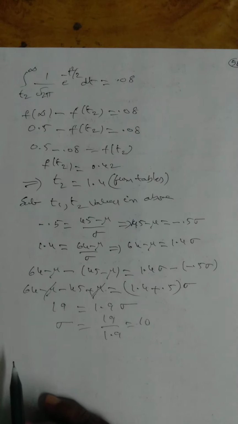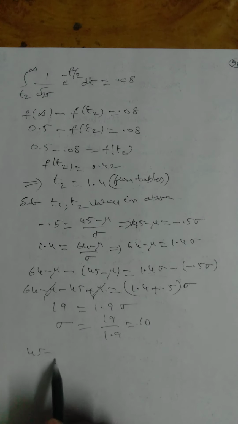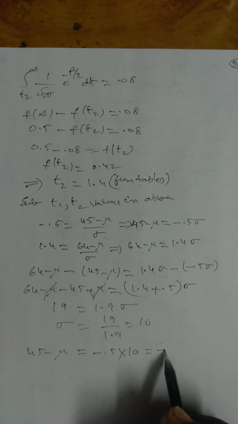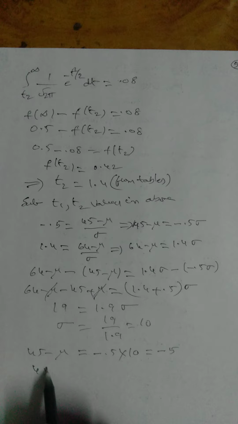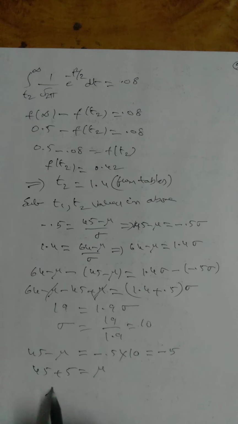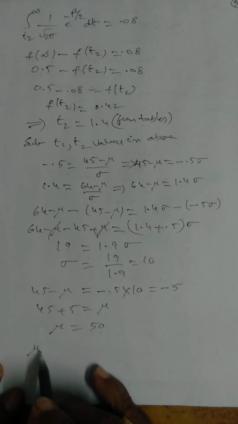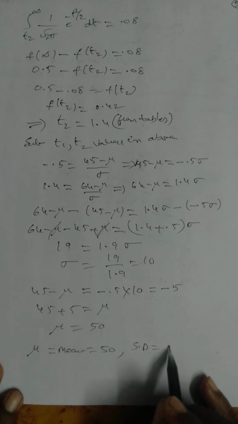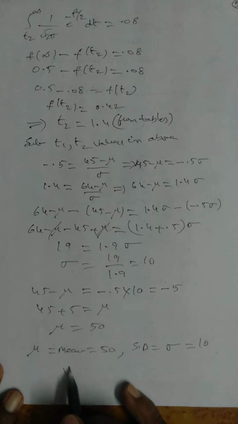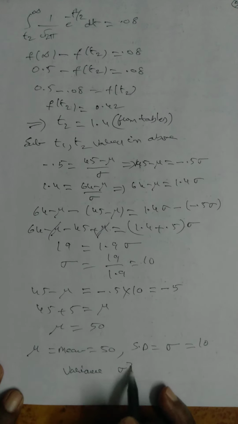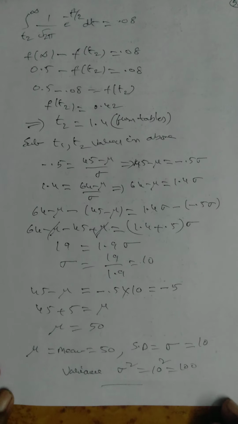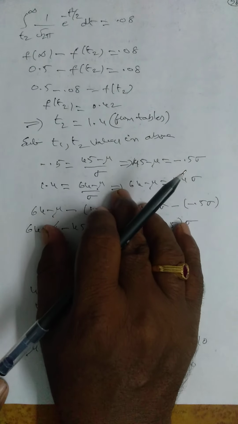Substituting the sigma value in the above, 45 minus mu is equal to minus 0.5 into 10, so minus 5. 45 plus 5 is equal to mu. So mu is equal to 50. So mean is equal to 50. Standard deviation sigma is equal to 10. Variance sigma square is equal to 10 square, 100. So, a very important problem.